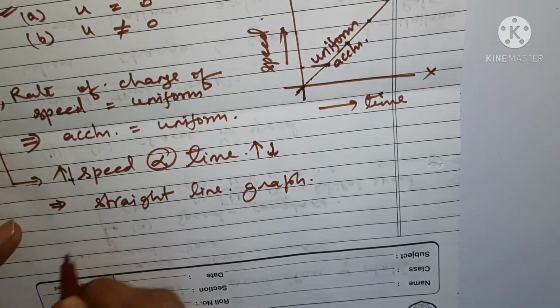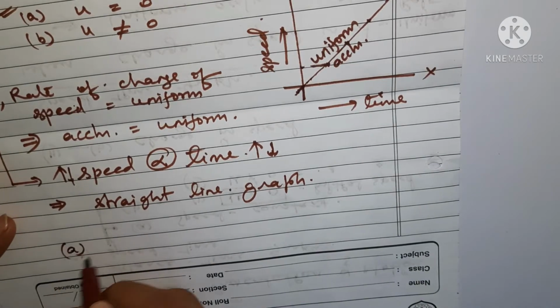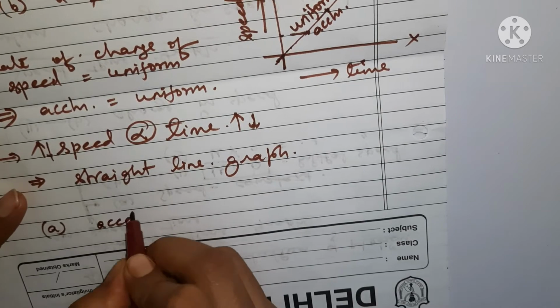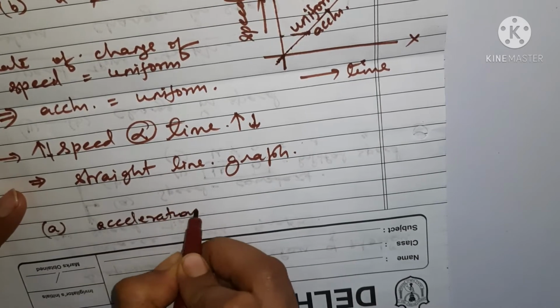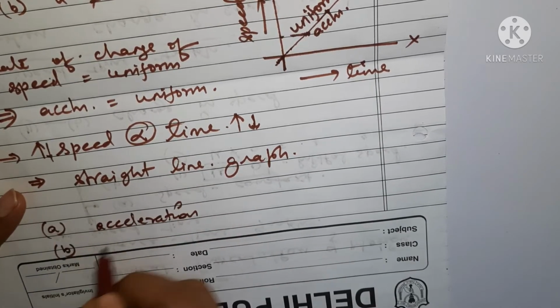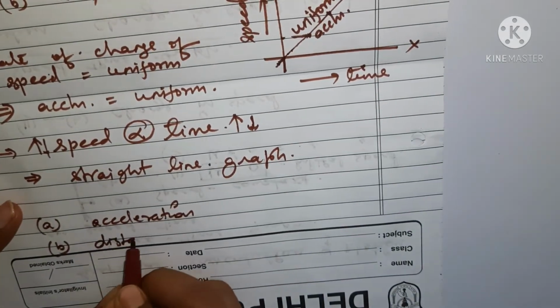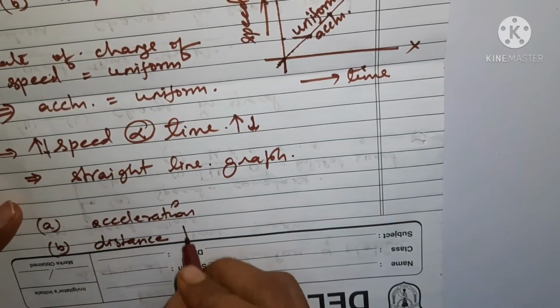What are we going to calculate? Two things. First of all, we will find the acceleration from this graph, and the second thing we are going to find from this graph is the distance traveled by the body.